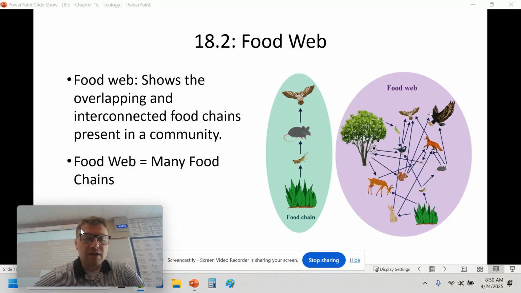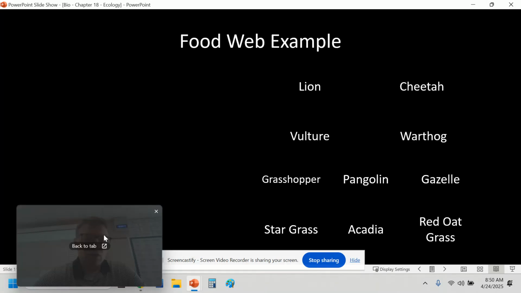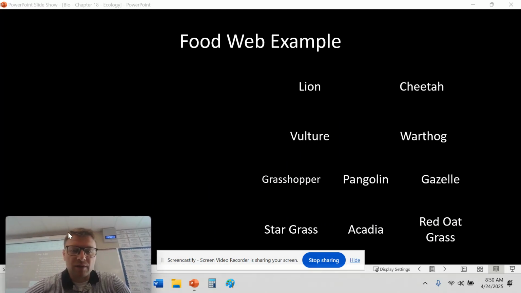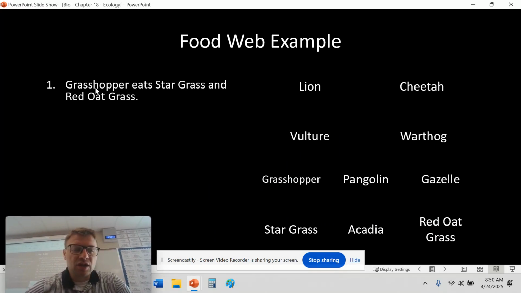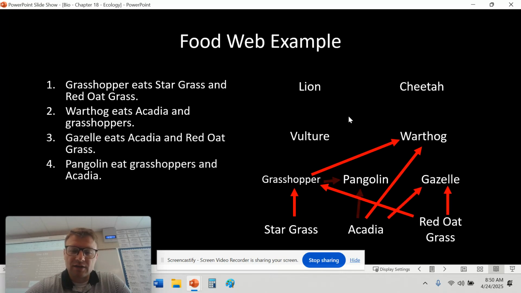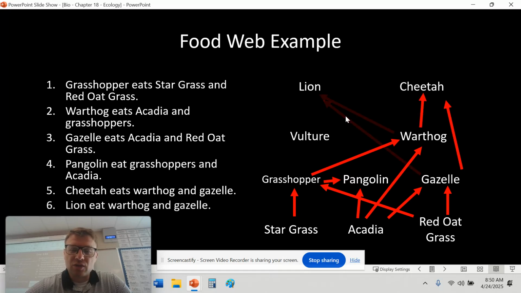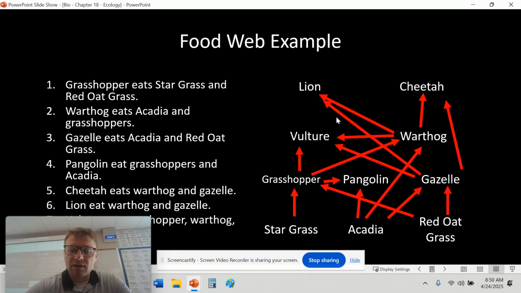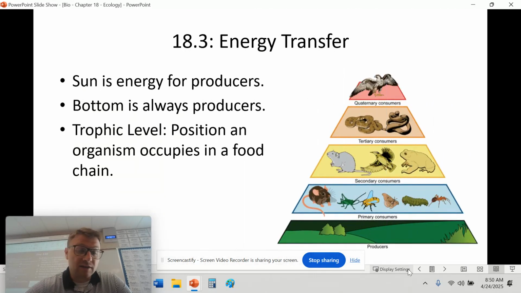A food web is all of the food chains of an ecosystem. So you can see here, this ecosystem is showing us all the feeding relationships, where a food chain is just one relationship. So again, food web is many, food chain is one. If we go over a food web example, we look at each of these food chains. A grasshopper eats stargrass and the red oat grass. So you can see here, we're just going to be filling in the arrows with what eats what. And as we go down the list, we then start to see this food web at the end.